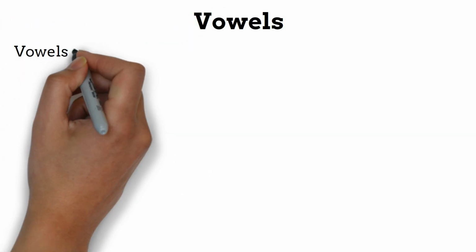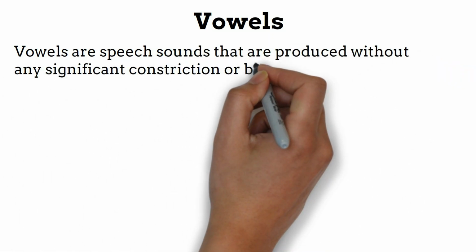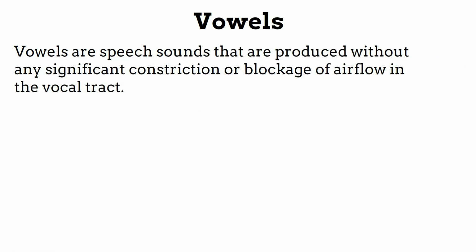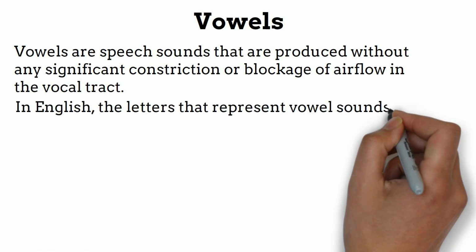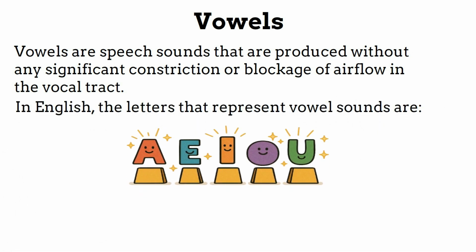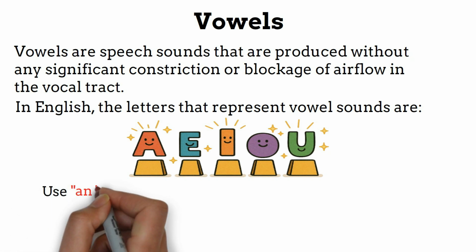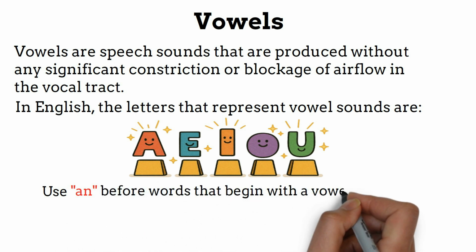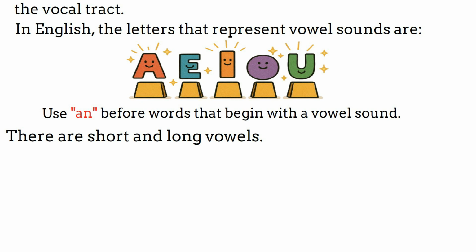Vowels. Vowels are speech sounds that are produced without any significant constriction or blockage of airflow in the vocal tract. In English, the letters that represent vowel sounds are A, E, I, O, U. Use an before words that begin with a vowel sound. There are short and long vowels.